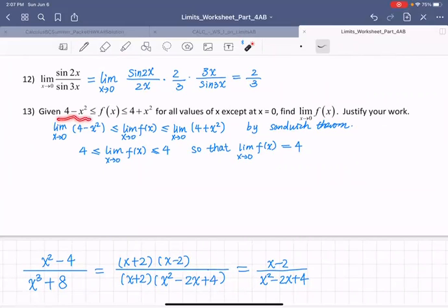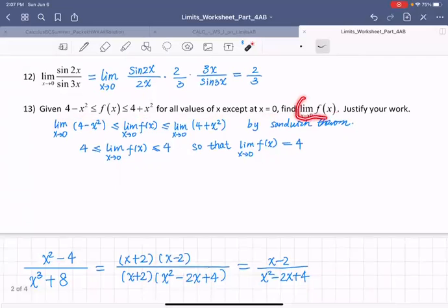You are given that this function is less than this one, and this is true for all values of x, except x equals 0. That means they don't know the value of f at x equals 0, but they want you to get the limit. So you will squeeze from the left by calculating the limit of the lower bound, and you will calculate the limit at the upper bound.